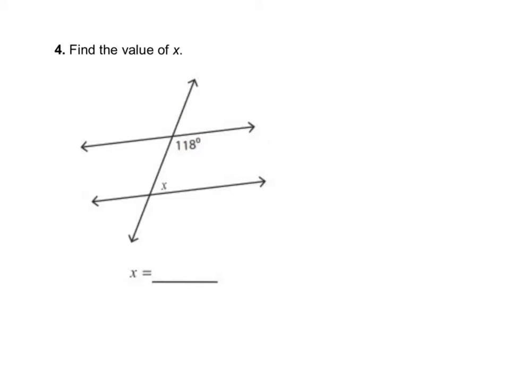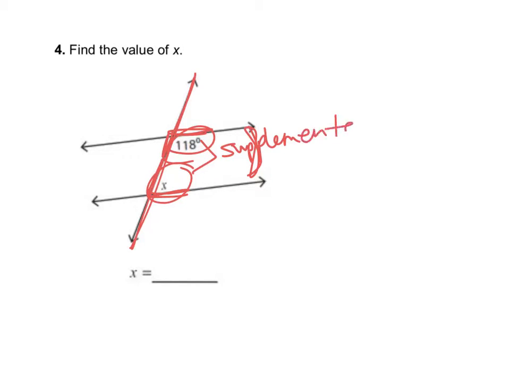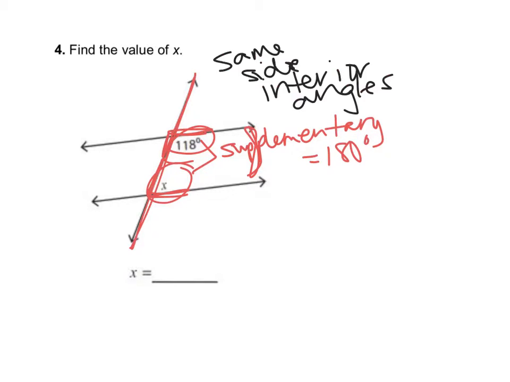Example number 5. Again, we're given two angles. These angles are going to be our same side interior angles because they're on the same side of the transversal. They're both on the right, and they're in between the parallel lines. If we remember what these mean, they are supplementary. So our same side interior angles are supplementary, meaning that they are equal to 180 degrees.